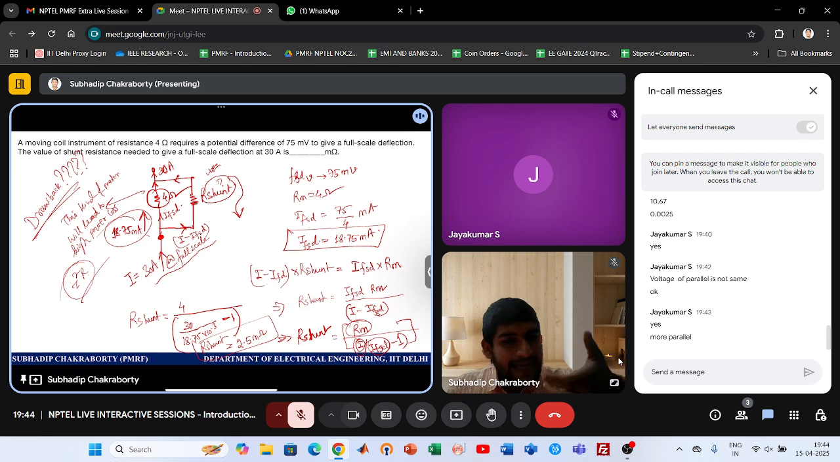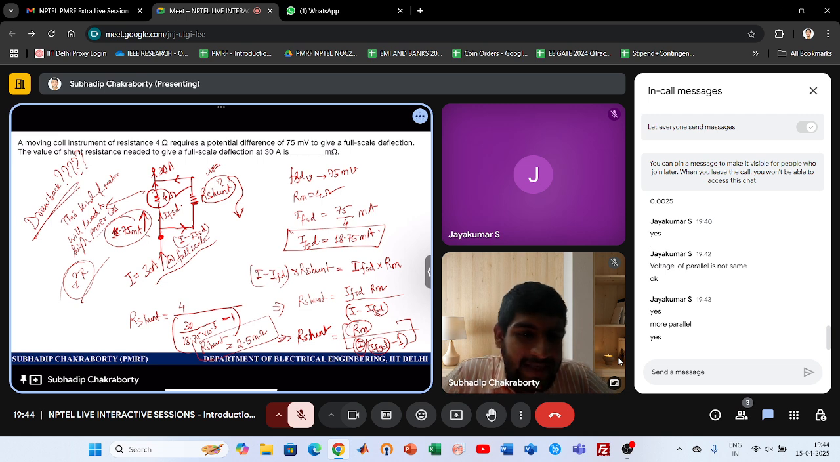You must have seen the clamps, right? AC clamps for current measurement. Those techniques we can use. Magnetic induction can be used to measure a very high amount of current, because for very high current this method fails, right? Because of power loss.